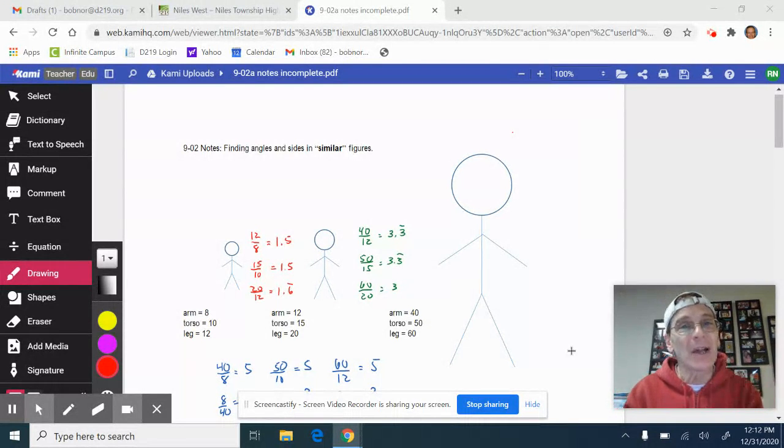But in a mathematical context, it's not okay. We need to have very precise meanings for words, and we do for the word similar. To say that figures are similar means something very precise. We've got to learn about that.